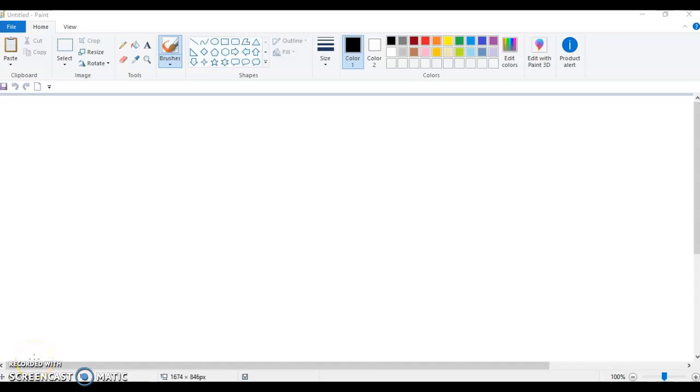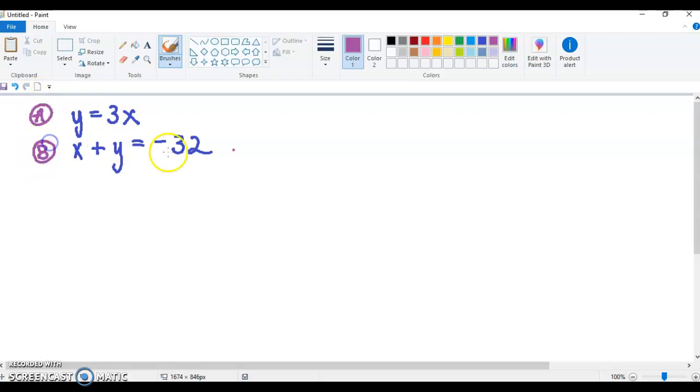Hi there, guys. All right, so what I want to do is go over two problems real quick on how to solve using substitution. My first two equations are y equals 3x, and x plus y equals negative 32. What I like to do on these is label them just to avoid any confusion. This is going to be equation A, equation B.